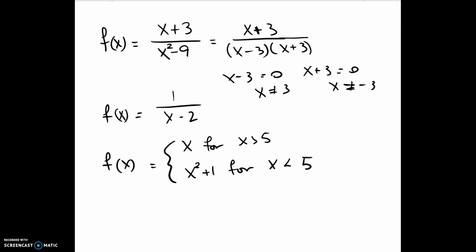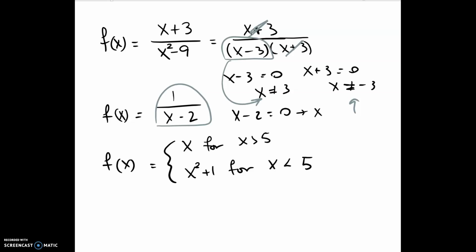This will cancel out with this one. So the x equal to negative 3 is a removable discontinuity, whereas this one, which is x equal to 3, is an infinite discontinuity because you cannot cancel it out. Same thing with this one. I have a discontinuity at x minus 2 equals 0, so that would be x equal to 2. So that's an infinite discontinuity because I can't cancel it out.